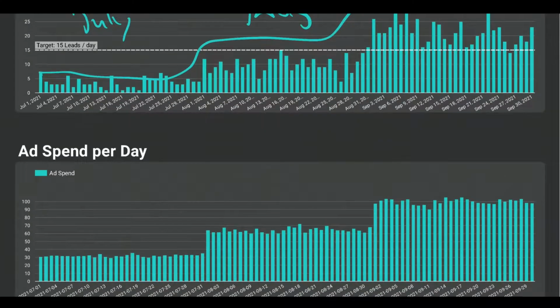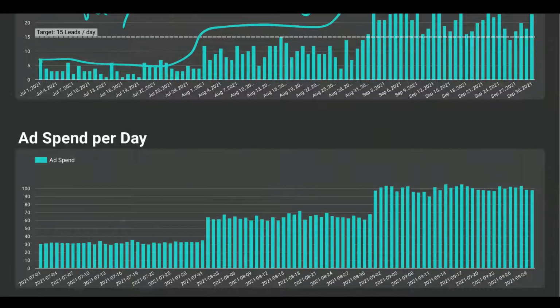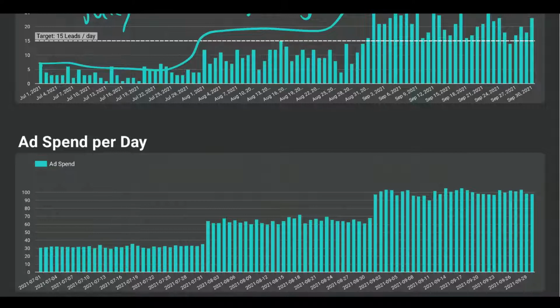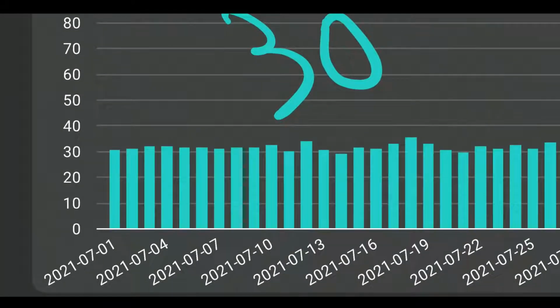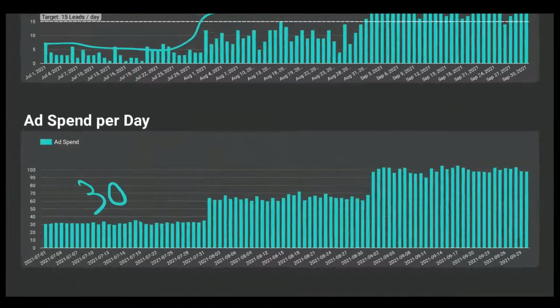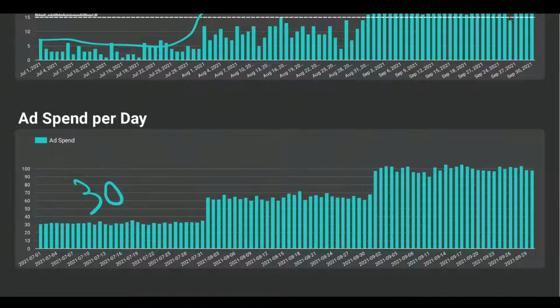You can see if you scroll further that this pretty consistently grows together with our ad spend. Here we spent about 30 bucks. You can see the scale down here, it's 30 euro, and there you can see the dates. And here we started to spend roughly 60, and here roughly 100 euro per day. So it's 1,000 in the first month, 2,000 in the second month, 3,000 in the third month, broken down to 100 bucks per day.